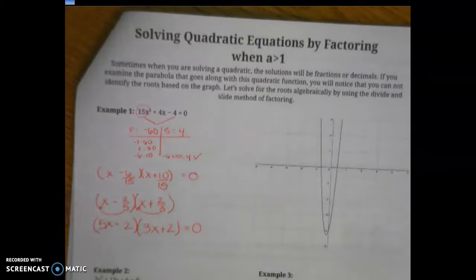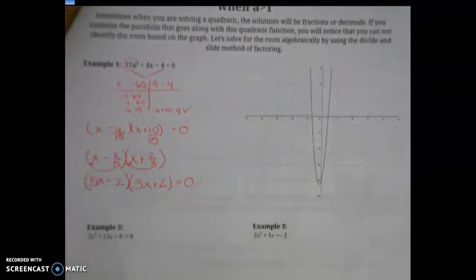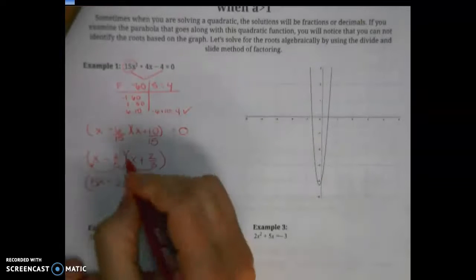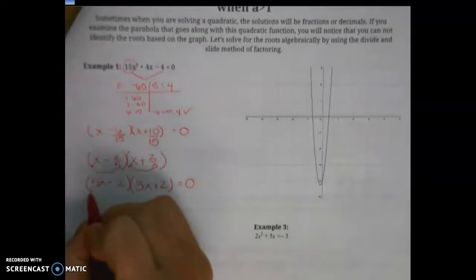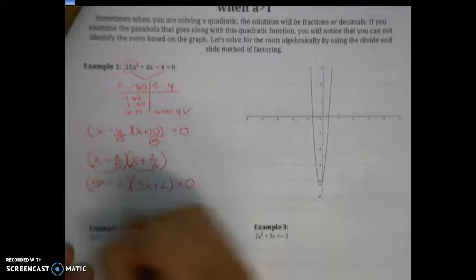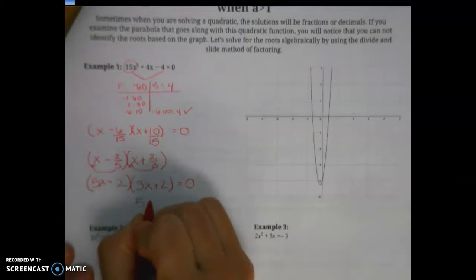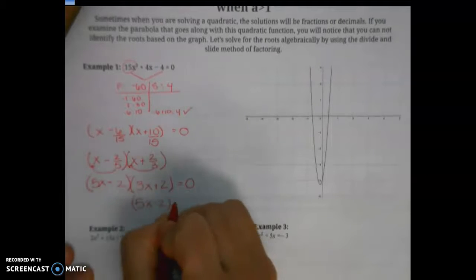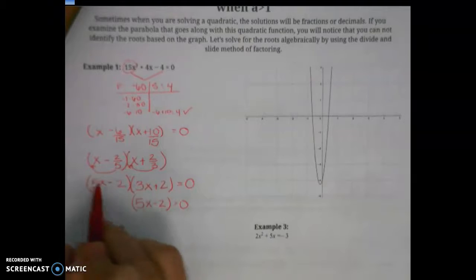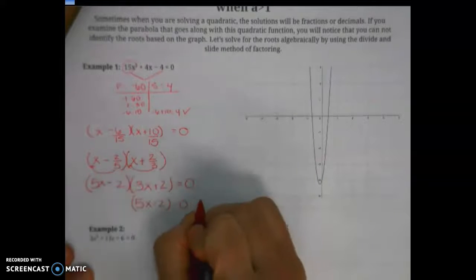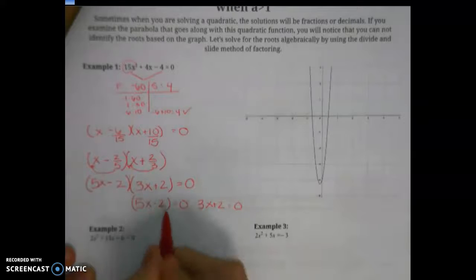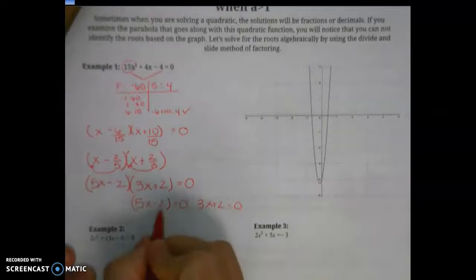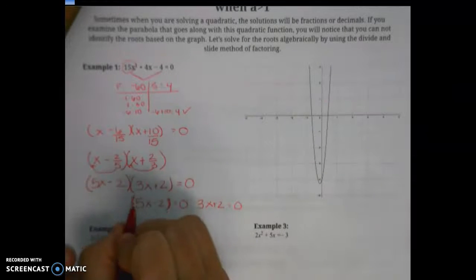What I have here are two binomials multiplied together and set equal to 0. Just like the last two lessons, you take each factor and set it equal to 0. So I'll take this factor, 5x minus 2, move it over here just so I have room, and set that equal to 0. And I'll take this binomial, 3x plus 2, and set it equal to 0. You don't need the parentheses, so I'll just cross those off.